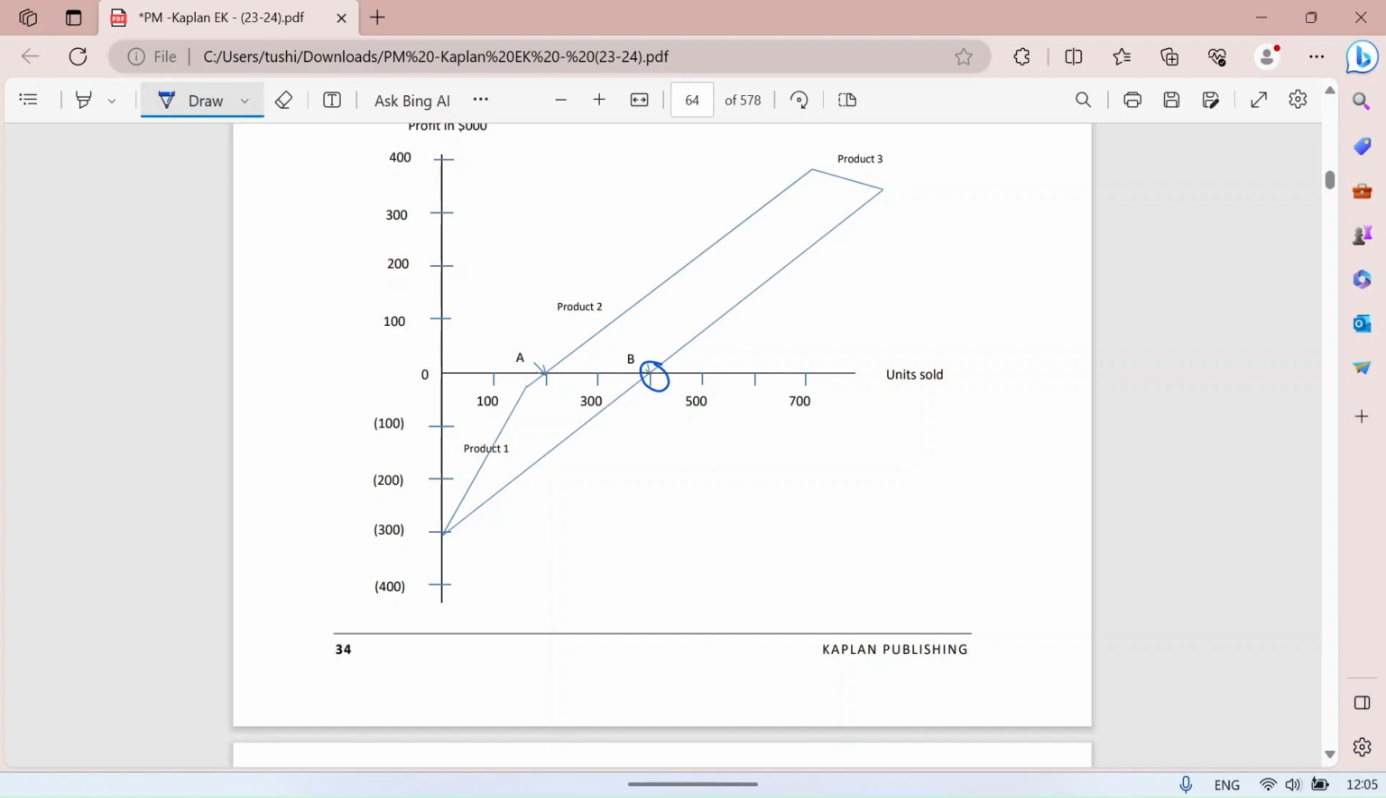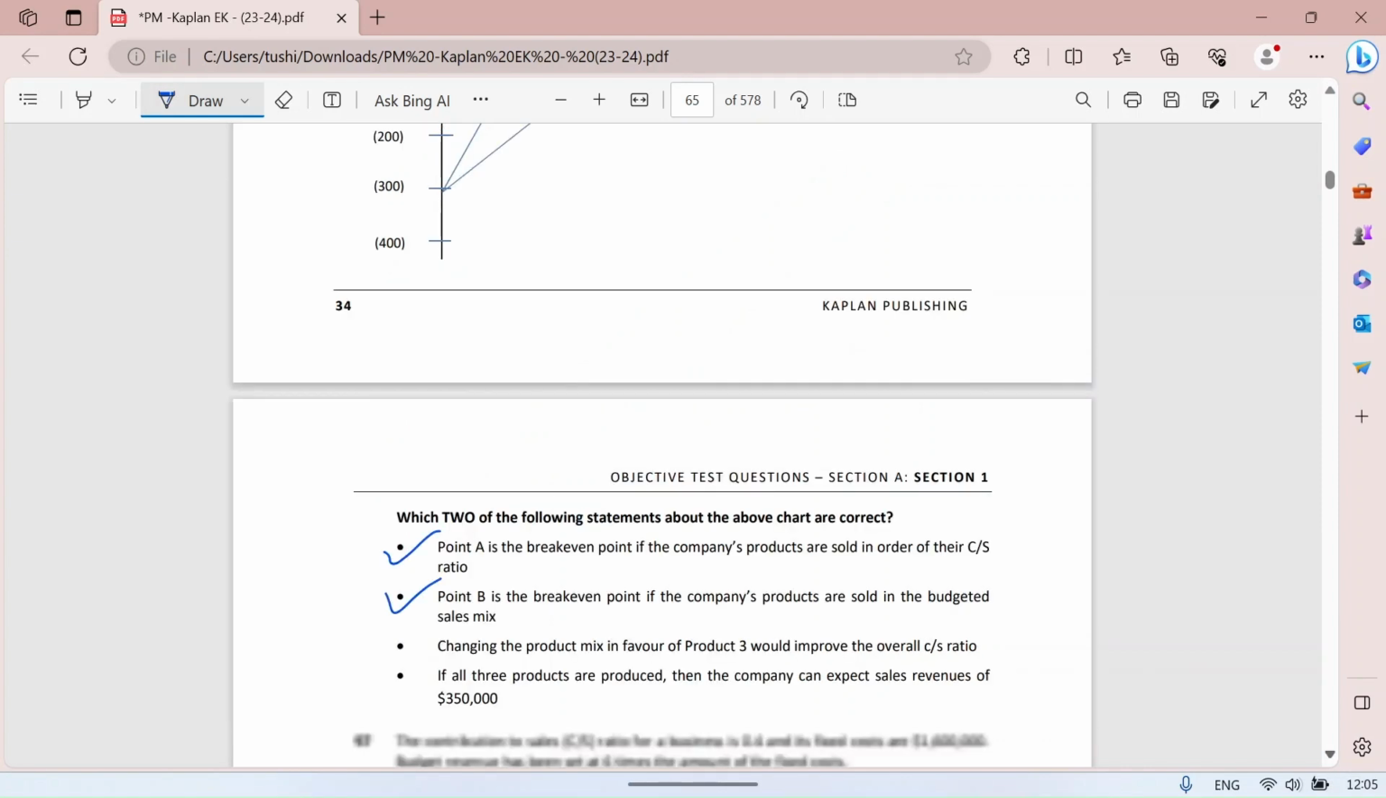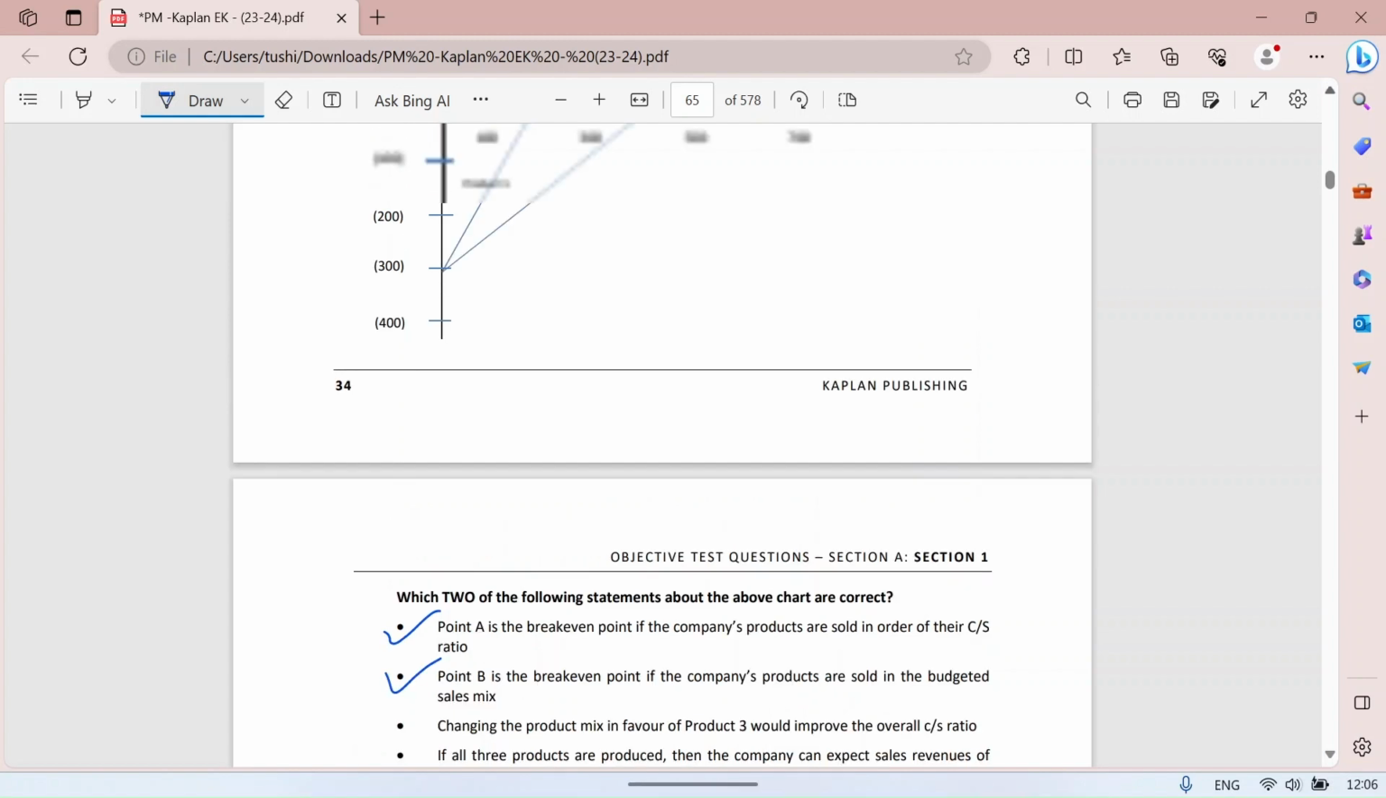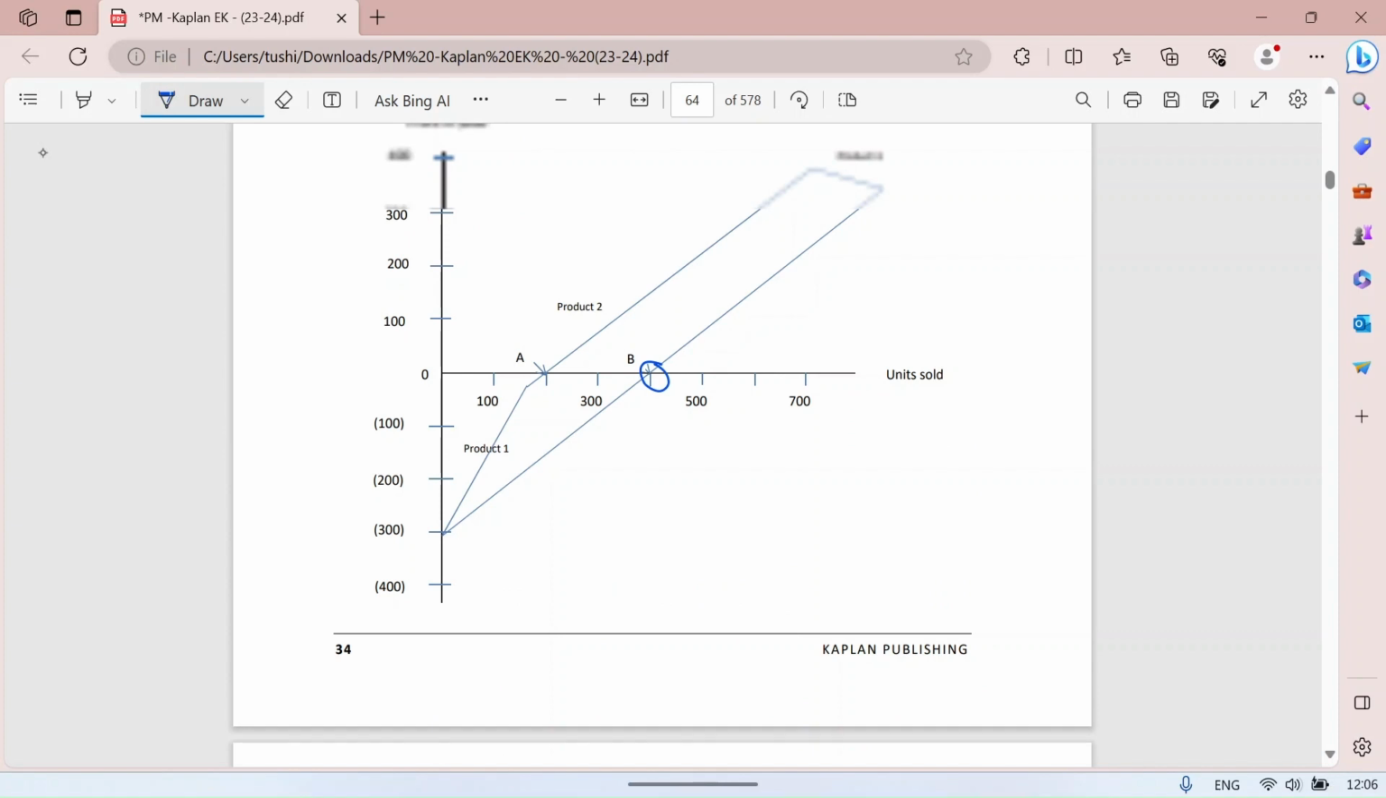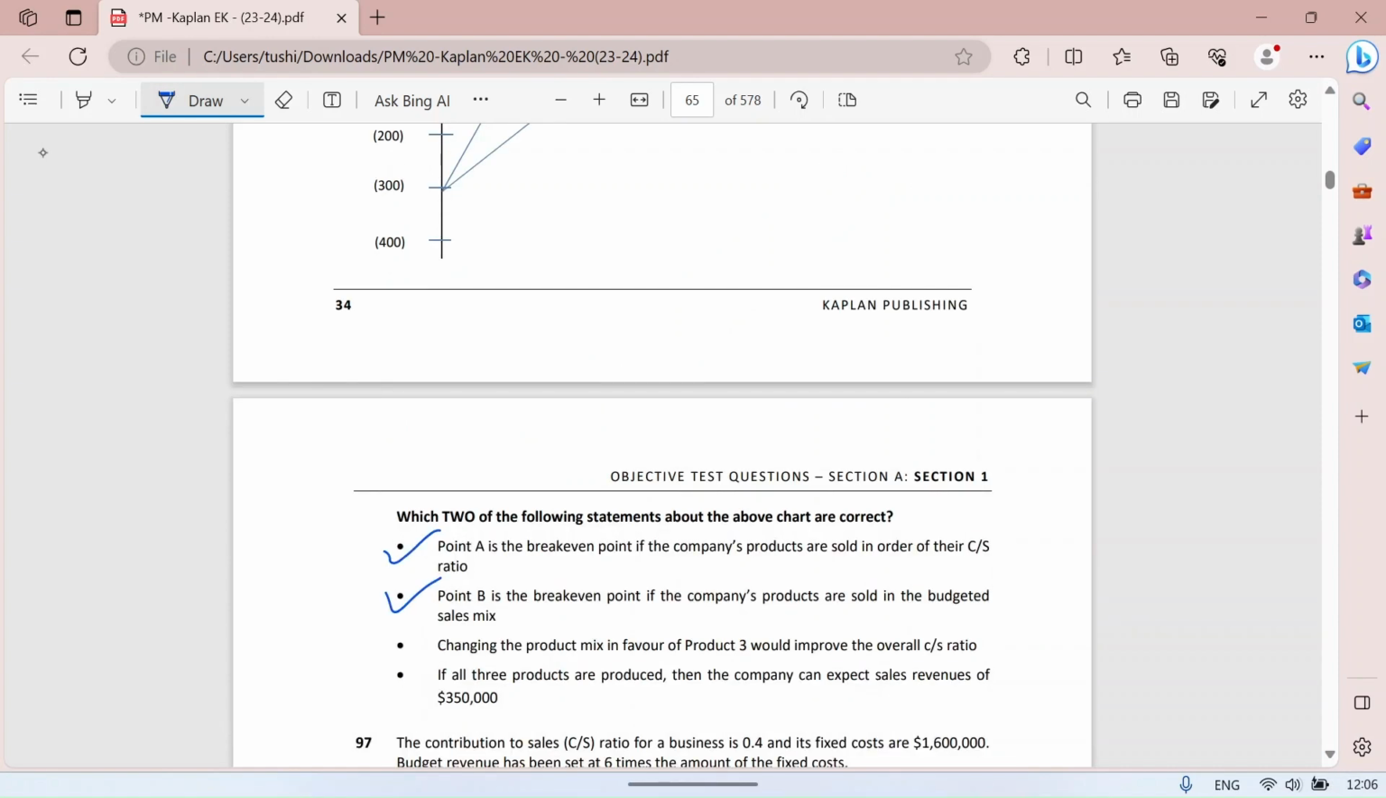Moving on to statement 4. Statement 4 says if all three products are produced, then the company can expect a sales revenue of $350,000. Now, if we go back to the graph up here, we see that if all three products are produced, then the company can expect a profit. We see that the profit over here is $350,000. We are somewhere over here in the middle. So that means the profit will be 350,000 and not the revenue. This statement says revenue, so that is why this is wrong. Both of these statements are incorrect.